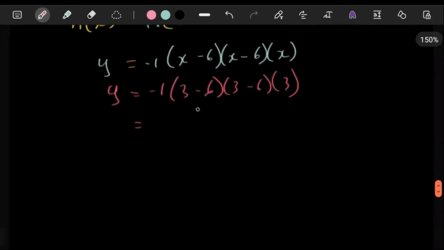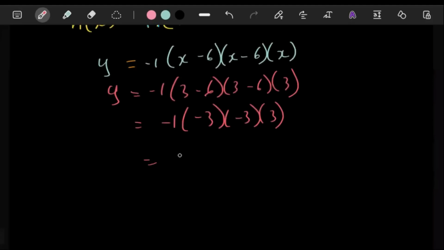So 3 minus 6 is -3, and then you're going to get another -3 here and then a 3 there. So this is going to be a plus. A negative and a negative is a plus, times a negative, it's a negative. So this is -27. That's what y is. We've just worked out a value of y for this.